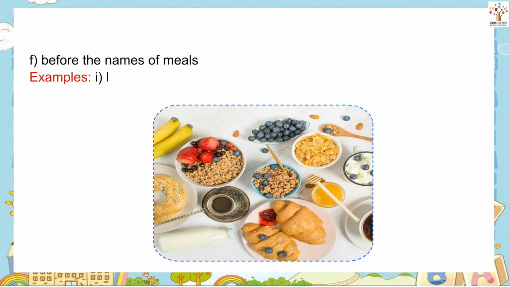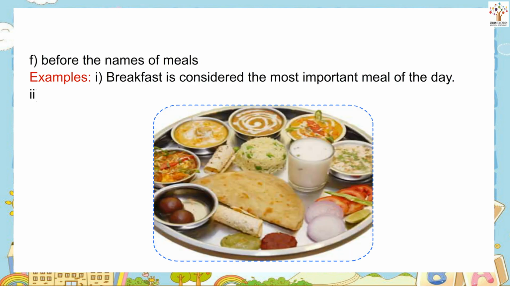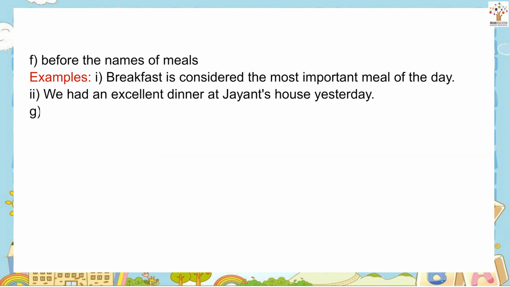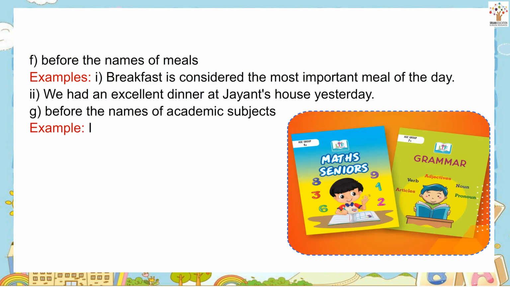Before the names of meals. Examples: breakfast is considered the most important meal of the day. We had an excellent dinner at Jayant's house yesterday. Before the names of academic subjects. Example: I love grammar and mathematics.